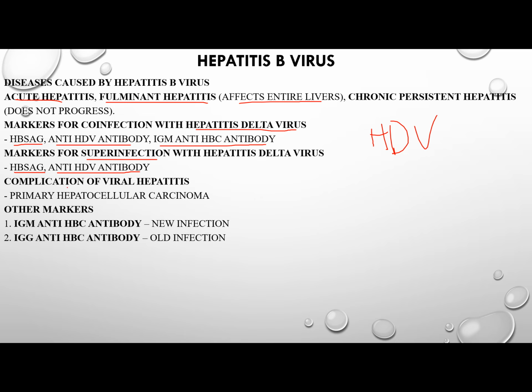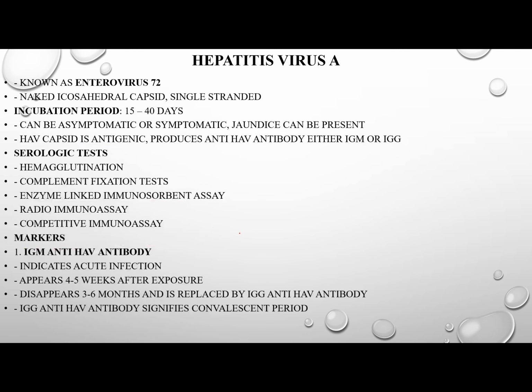Then a complication of viral hepatitis would include primary hepatocellular carcinoma. Other markers, class, would include IgM anti-HBC antibody for a new infection and IgG anti-HBC antibody for an old infection. Now let's go to your hepatitis virus A.